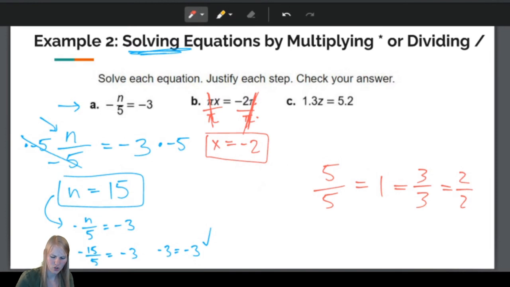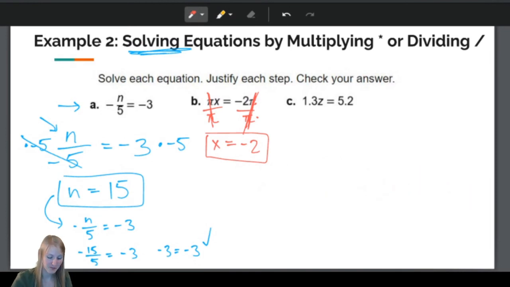Now, how can we be sure? Oh, we need to check our answer. So let's take the original equation, pi times x equals negative 2 pi. Let's put negative 2 in there and see if we're right. Pi times negative 2 equals negative 2 times pi. Well, yes, that's exactly correct.